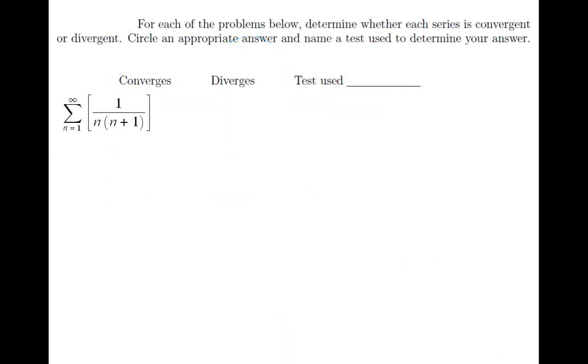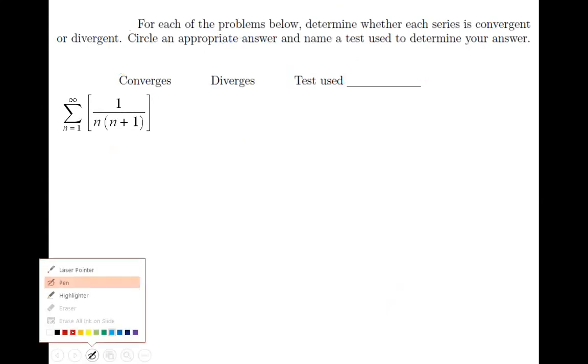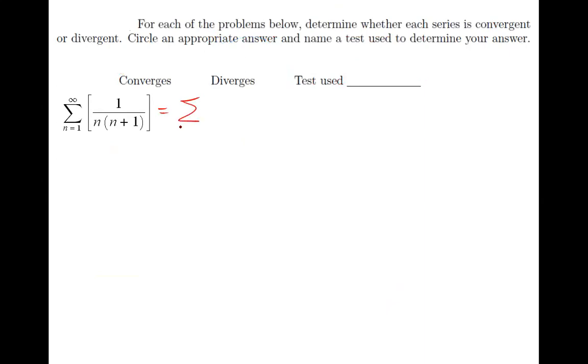Let's see my next one: the infinite series from n equals 1 to infinity of 1 over n times n plus 1. It's not a perfect form of this infinite series, but since I see n and another part n plus 1, I can definitely think about a telescoping series, because I can rewrite this.